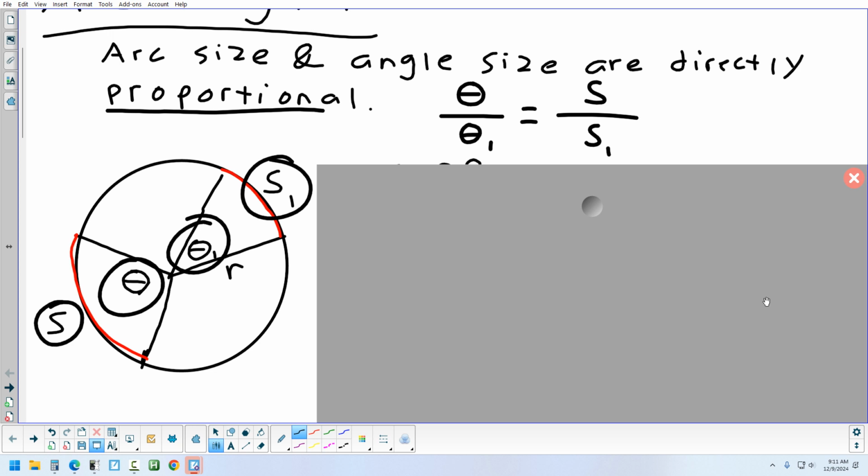In the video, you set it up as theta divided by s equals theta divided by s1. Is that the same? Because when you solve a proportion, does anybody remember the technique you use to solve a proportion?